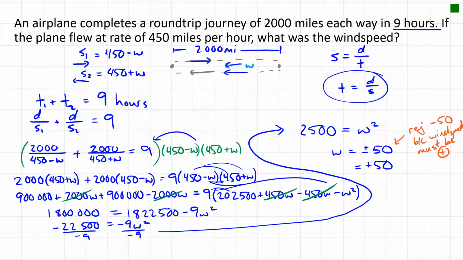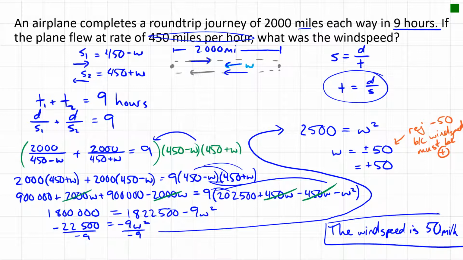So there we go. I've solved my problem. The last thing to do is write as a sentence. So the wind speed is 50, and I need units for it. Because everything is in miles per hour, miles is my distance, hours is my time, the other speed was in miles per hour. This is 50 miles per hour. And there's my answer.